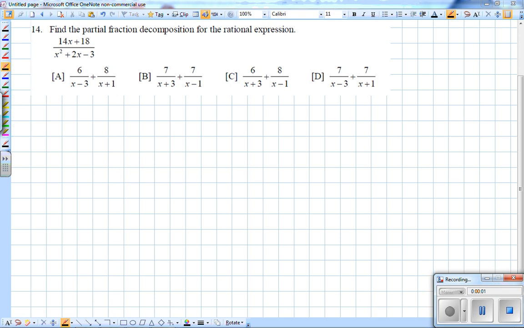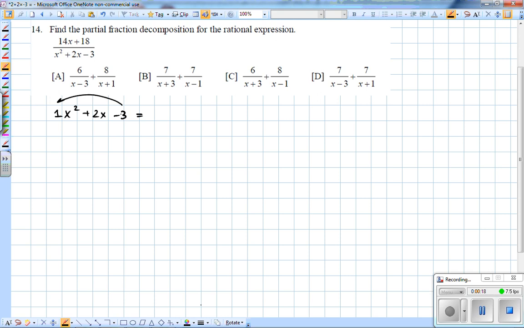Finding the partial fraction decomposition for rational expressions. First thing to do is to go ahead and factor out the denominator x squared plus 2x minus 3. Again, there's various ways to factoring this.